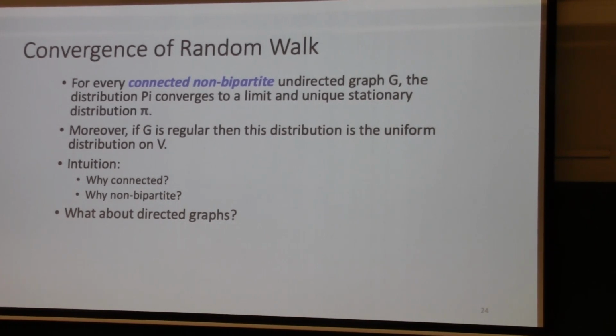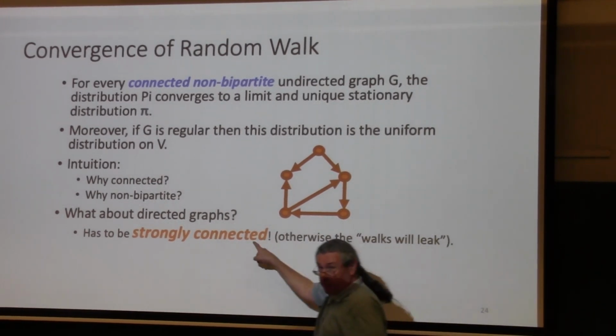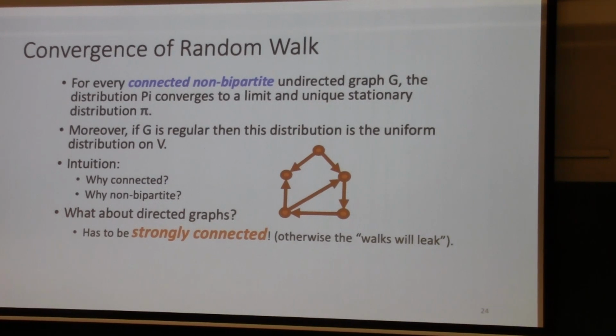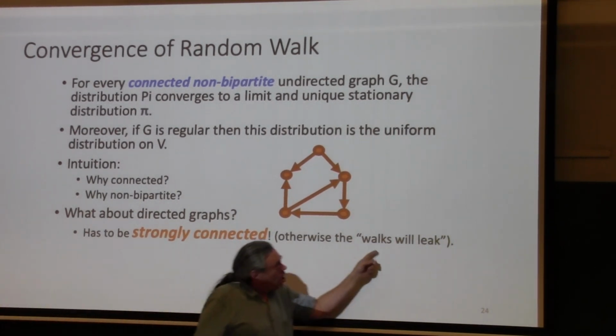Okay? And what about directed graphs? Now we've got to start going to directed graphs. So now you have already some intuition. What about directed graphs? Okay? So here's a directed graph. It turns out the directed graph has to be strongly connected. Remember, we said what it means, huh? That means there is a direct path from any node to another. What happens if it's not strongly connected? Oh, you have to have intuition there. We saw an example of that, huh? In the beginning. If it's not strongly connected, then they say walks will leak.